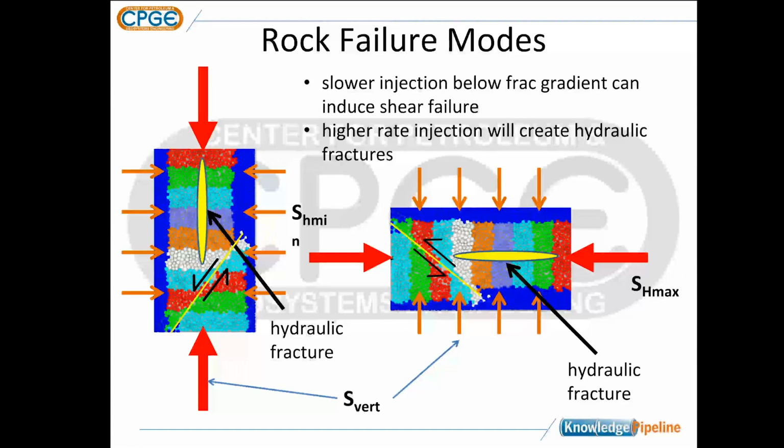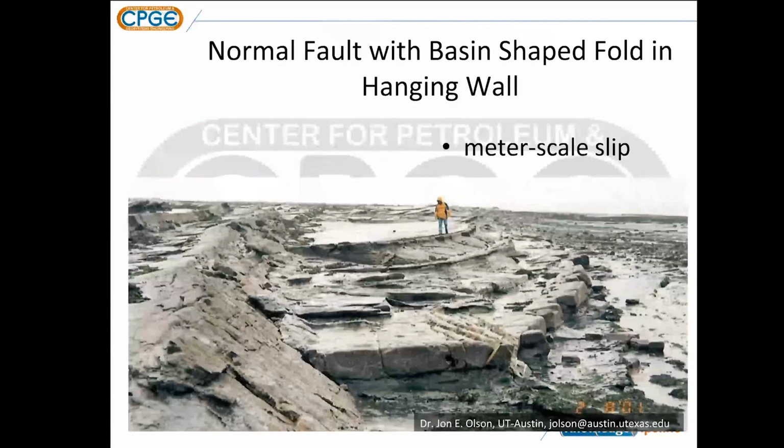So what do these faults look like in the field? If you look at this diagram here, this is from the Bristol Channel in England, and this is a fault that has a meter scale slip. You can see these layers out there. These are all carbonate layers.